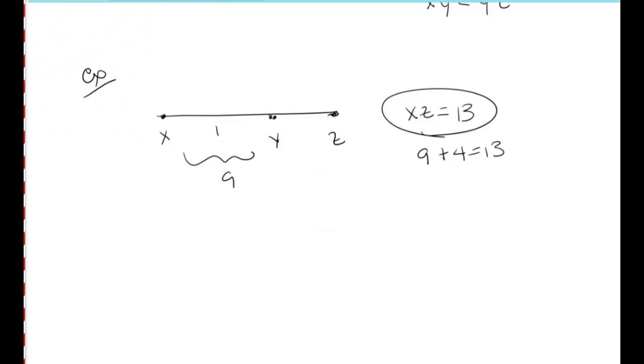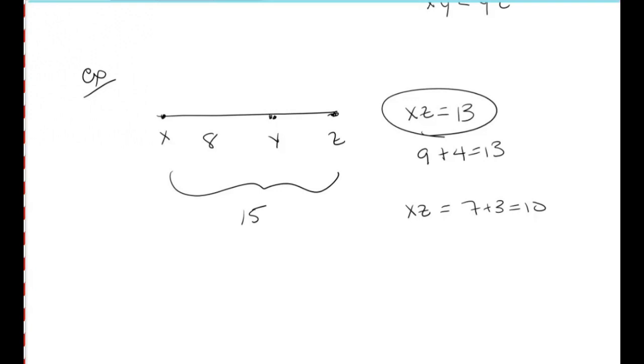What if I change the numbers there. What if now this is 7 and this is 3, and we want to find the length of XZ again? Well, all we have to do is add 7 plus 3 to give us 10. But let's say they give us this is 8 and the whole thing is 15. So let's say XY is 8 and XZ is 15. Can we find YZ?